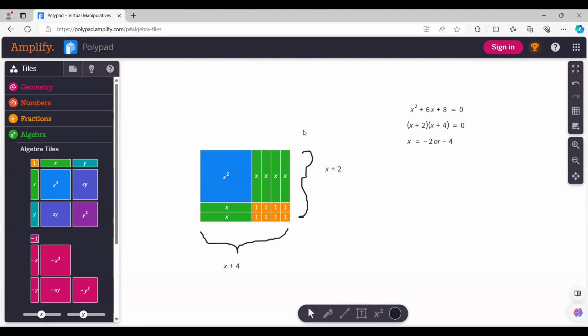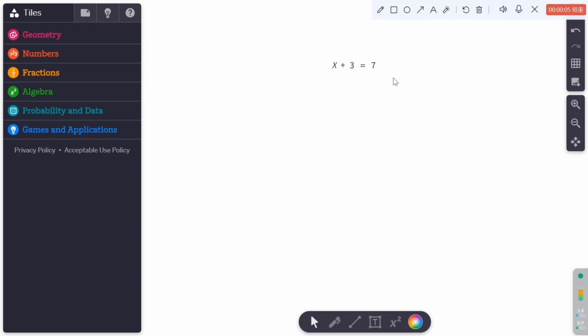It's like a puzzle, okay? We need to do the arrangement to get a complete shape. So this is how we solve this quadratic equation by using the polypad. And that's all for this. Thank you. Now we look at this equation, so how to solve it.